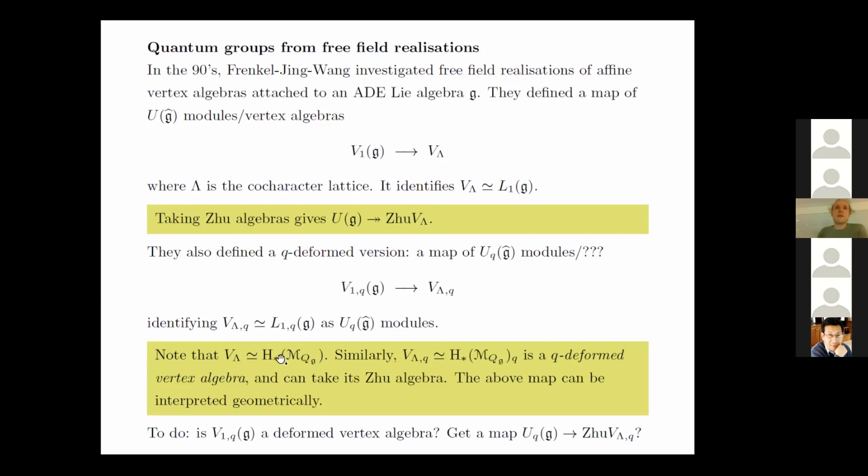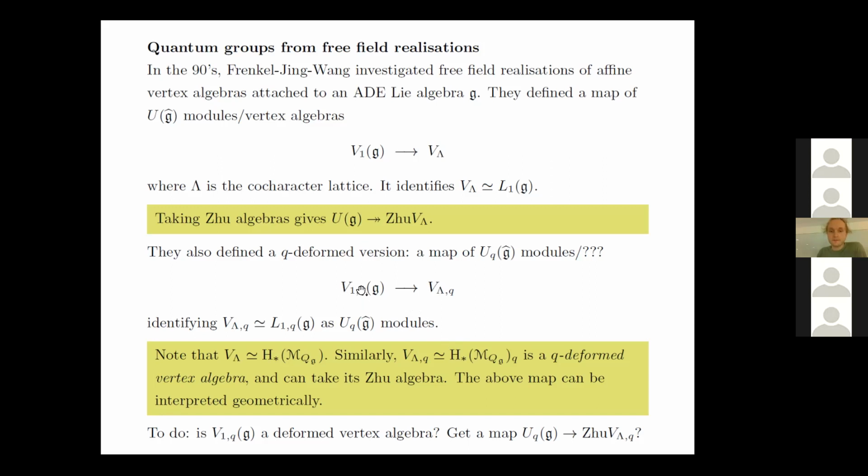And then essentially, if you take the theta in the definition of these vertex algebras, the thing you Borcherds-twist by, and you formally insert Qs into the theta, then you give this thing the structure of a Q-deformed vertex algebra. Now, Frenkel, Jing, and Wang, again in the 90s, defined a Q-deformed version of their free field realization. So a map from the Weyl module attached to UQ of G hat into this Q-deformed vertex algebra, which is the same thing as the moduli space definition of this thing.